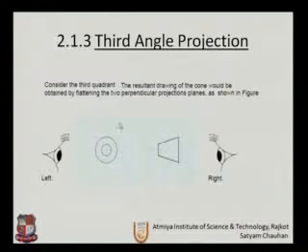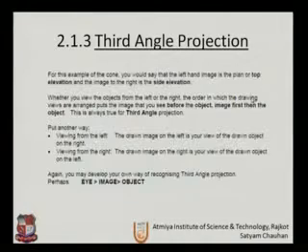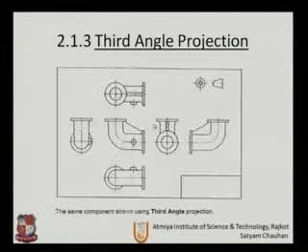So our front view will be below the XY line. If we consider third angle, the resultant drawing of the cone would be obtained by flattening the two perpendicular projection planes as shown in the figure. Here, if we are viewing from the left, the drawn image on your left is your view of the drawing projected on your right, and if we are viewing from the right, the drawn image on the right is your view of the drawn object on the left. So this is the basic difference between first angle and third angle.